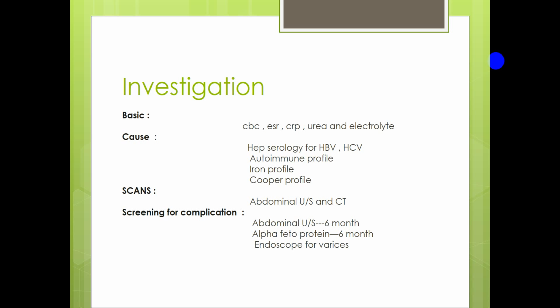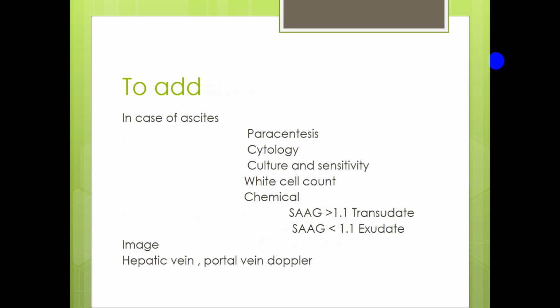Then screening for complications, you would need abdominal ultrasound every 6 months, alpha fetoprotein every 6 months, and endoscopy for varices. In case of ascites, you would do the last investigations plus paracentesis for cytology, for culture and sensitivity, for white cell count, and for chemistry to know what the SAAG is. If SAAG is more than 1.1, it's transudate, like renal failure and cirrhosis, and if SAAG is less than 1.1, it's exudate, like malignancy, TB, and pancreatitis.